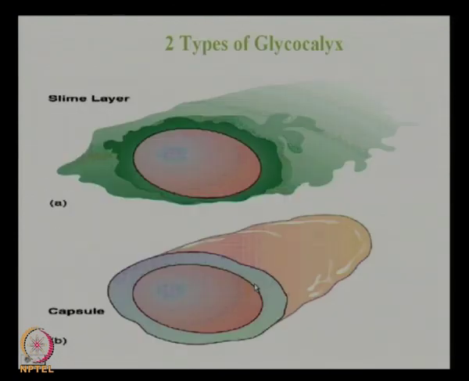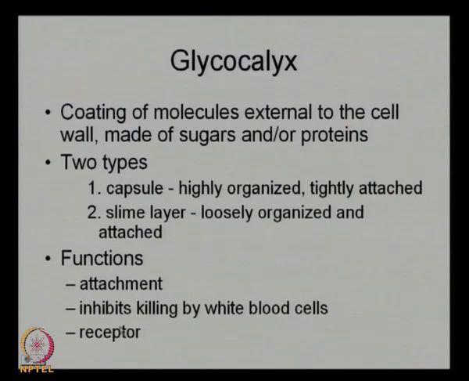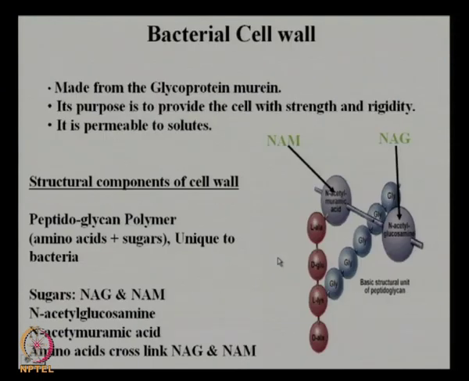Now, if we see this capsule and the slime layer, they are the external attachments, and the main function of this capsule or glycocalyx is that it inhibits killing of the cell by the white blood cell, and it also acts as a receptor of the cell. So, this is the major function of this glycocalyx.